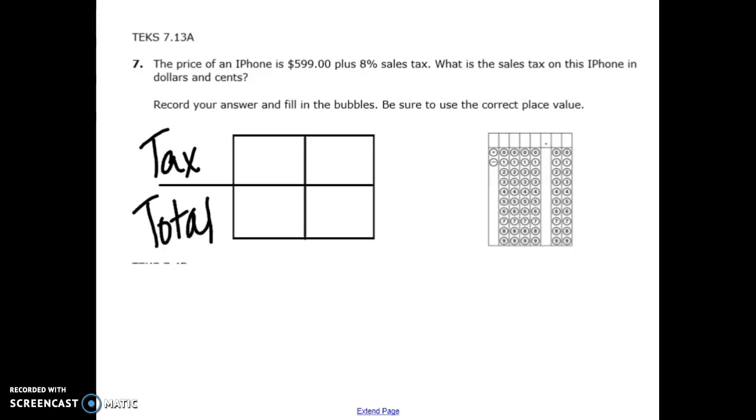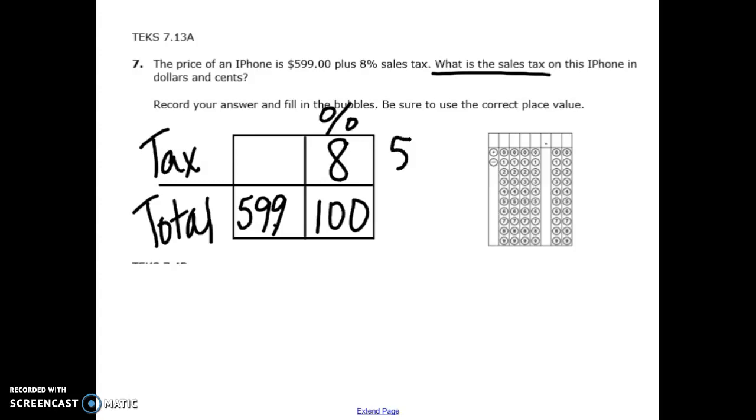So if our tax is, we're not sure, because the question is asking what is the sales tax. The total is $599. Now, percentages are always out of 100, so 100 will be our total. Now the 8% goes on top because it's the percentage spot.